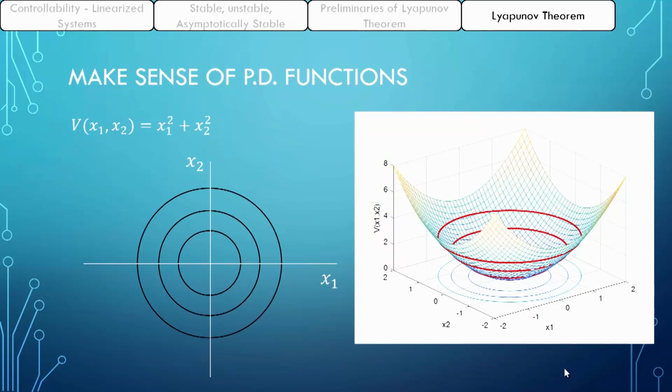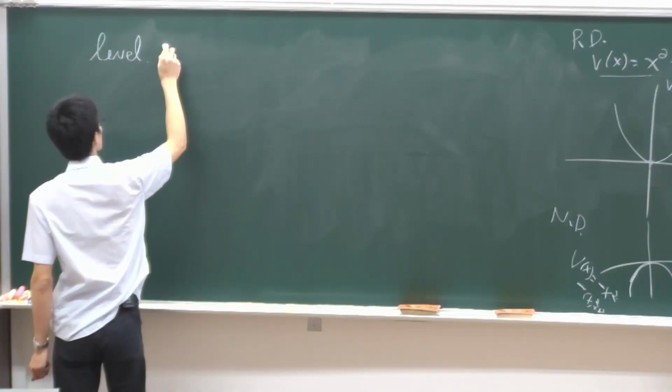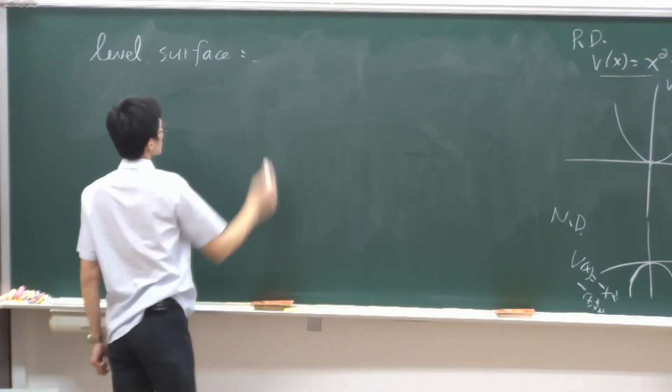Now in this section, in these slides, what I want to say is, given this positive definite function, agree, right? Only at the origin the v value will be 0, right? And now, given some v value, say v is equal to 3, v is equal to 1, 2, 3, what are the contours of the x1 and x2? It's called level surface.